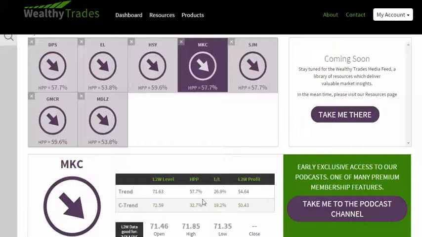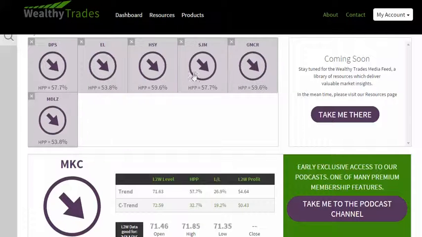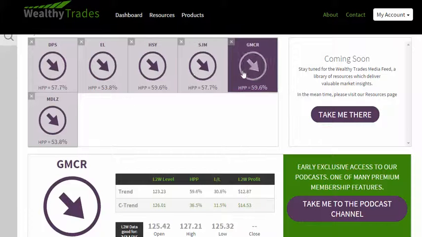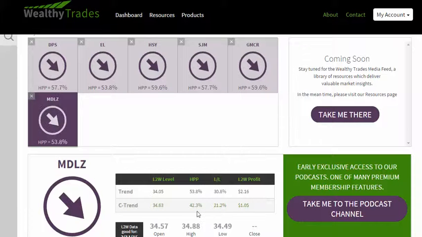MKC, this one I'm going to eliminate, and the reason why is because the spread on the counter trend side is a little too close. So I'm going to eliminate MKC. SJM we're going to keep. GMCR we're going to keep, and MDLZ we are going to eliminate. The spread's a little too close on that one. We're going to eliminate MDLZ. Okay.